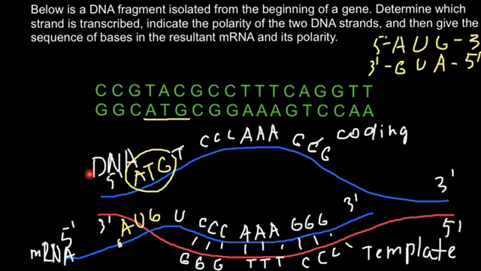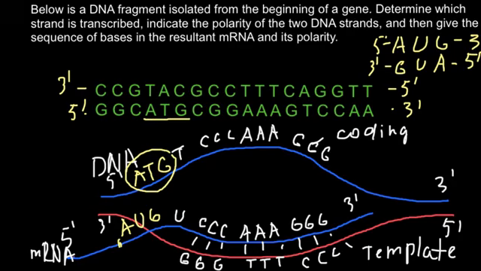This tells us that this is going to be the 5' end. So this is going to be the 5' end here, and this is going to be the 3' end. And of course, the second strand of DNA goes in the reverse direction, so this is going to be the 5' end, and here is going to be the 3' end.